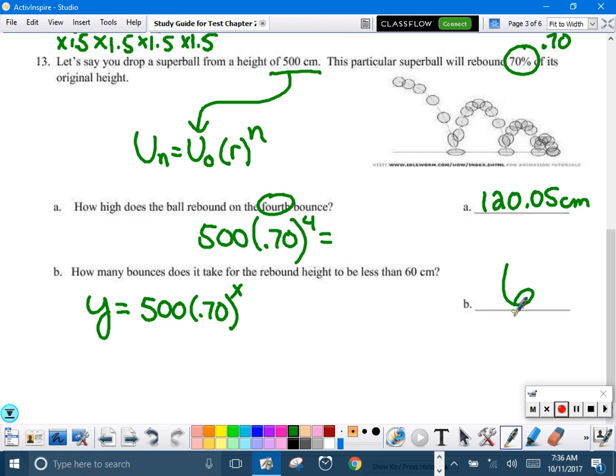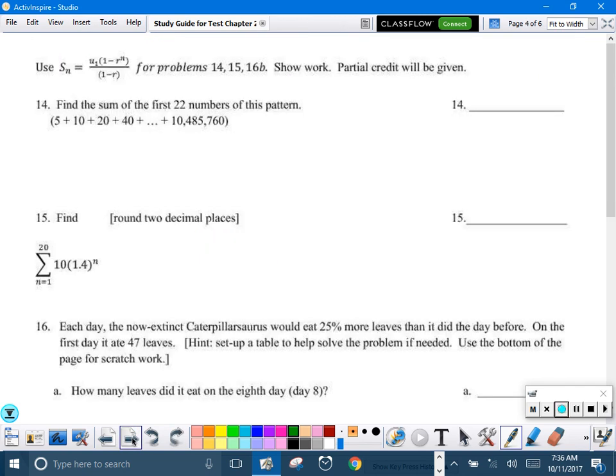Okay, next page, please. Now, this again is all geometric. It says use this formula right here for problems 14, 15, 16b. Show work, partial credit will be given. All right, so we are given this pattern. It says find the sum of the first 22 numbers in this pattern. All right, well, this is a u sub 1. That represents the first number, 5, times 1 minus.